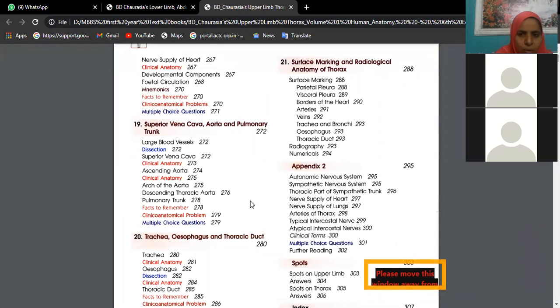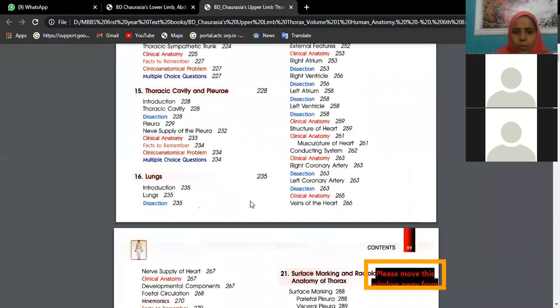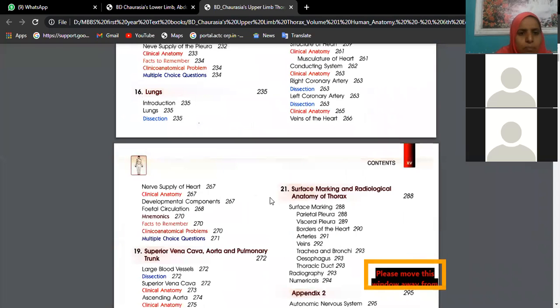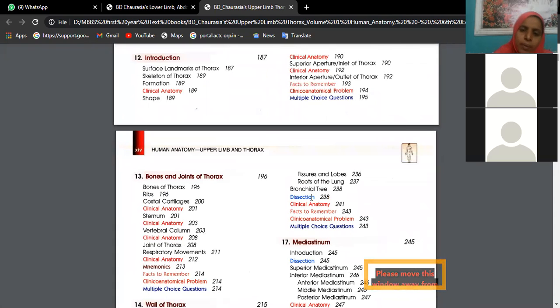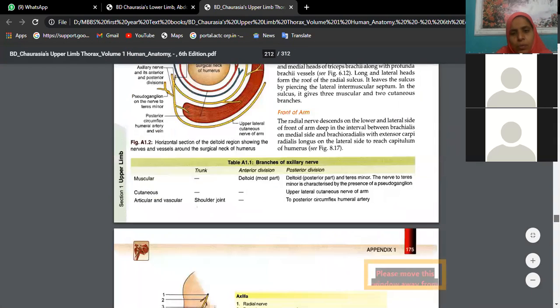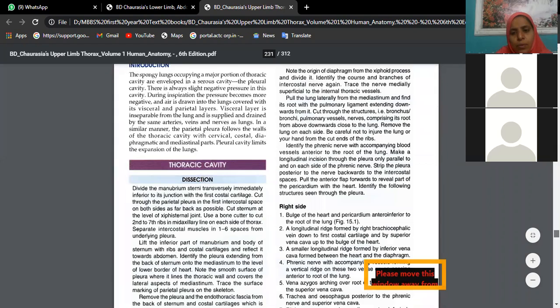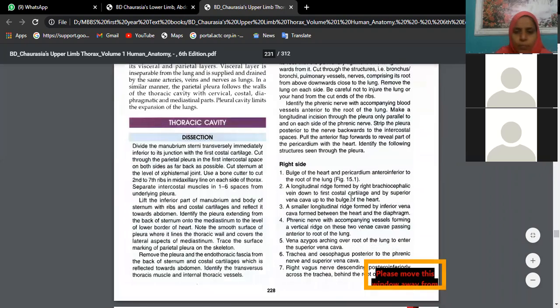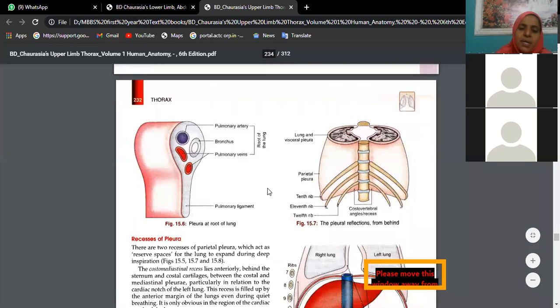So the right lung has how many lobes? 3 lobes. Very good. Name them. Upper lobe, middle lobe, and lower lobe. Okay, fine, no problem. Can you tell me the branching pattern of the tracheobronchial tree? Primary bronchus. Very good. Secondary bronchus. Yeah, very good. Tertiary bronchus. Excellent. Primary, secondary, tertiary bronchi.